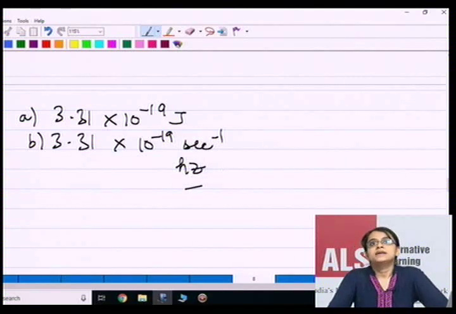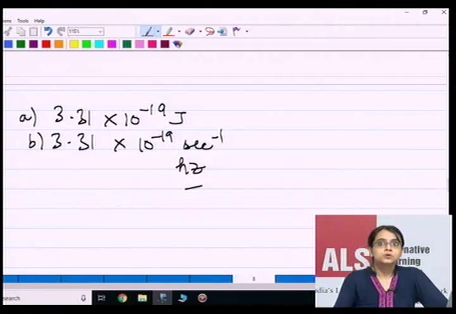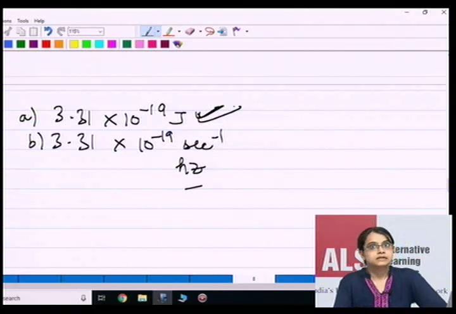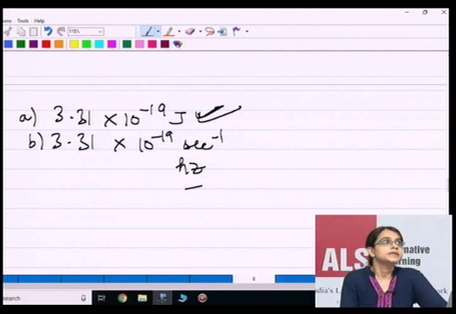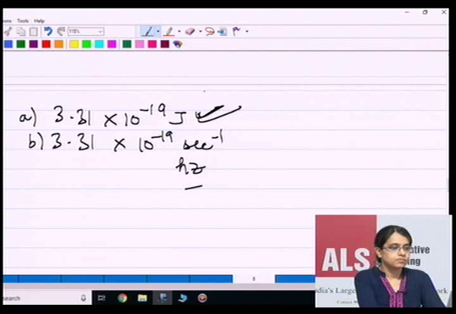Okay, and if such a question comes, there is a very simple trick for you to solve the MCQ. You don't even have to solve the complete question. You're supposed to find out the energy. Energy is always in joules, which means this option is correct. So sometimes if you get MCQs of this kind, which have the same value but different units, all you need to do is find the unit. Okay, moving ahead.